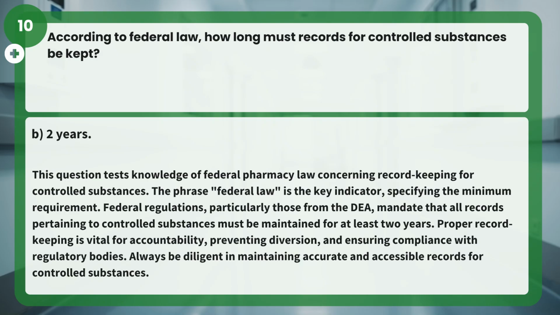Answer B. 2 years. This question tests knowledge of federal pharmacy law concerning record keeping for controlled substances. The phrase federal law is the key indicator, specifying the minimum requirement. Federal regulations, particularly those from the DEA, mandate that all records pertaining to controlled substances must be maintained for at least 2 years. Proper record keeping is vital for accountability, preventing diversion, and ensuring compliance with regulatory bodies. Always be diligent in maintaining accurate and accessible records for controlled substances.